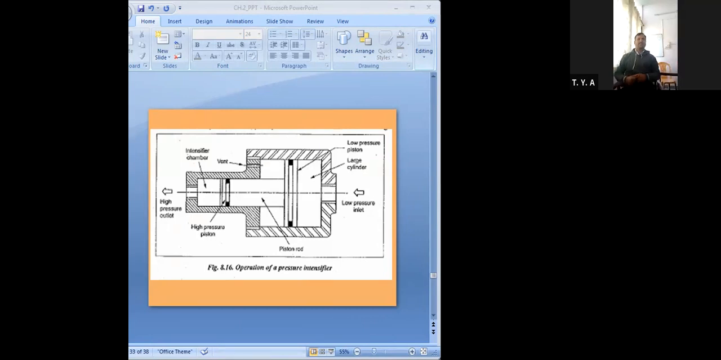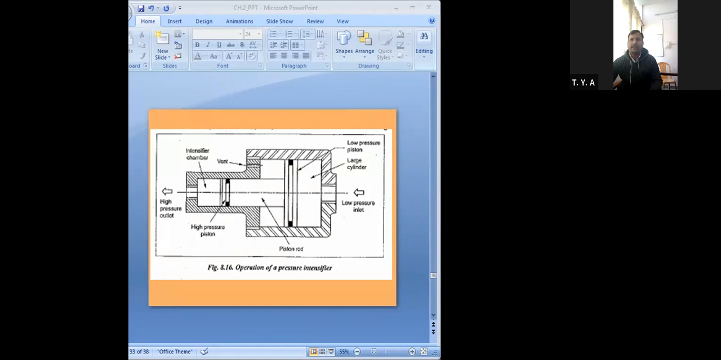So I was discussing the operation of a pressure intensifier. As shown in this figure, this intensifier unit consists of two cylinders. Here the high pressure piston is placed, and the low pressure piston is here. This large cylinder is the intensifier chamber. This is the high pressure piston, and this is a piston rod.